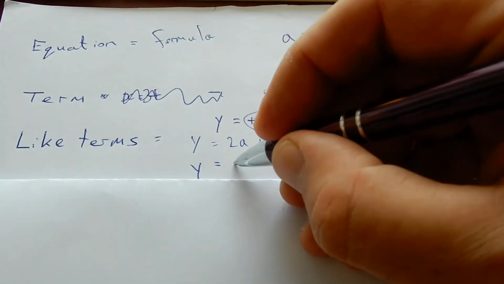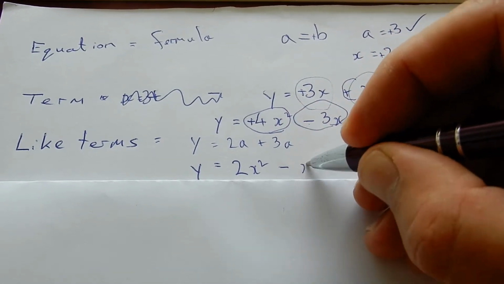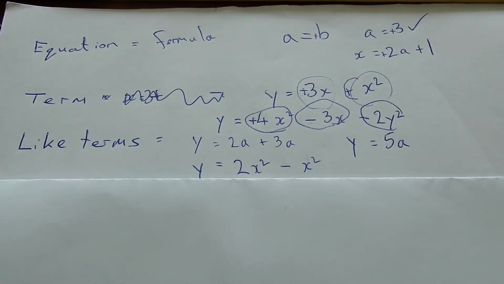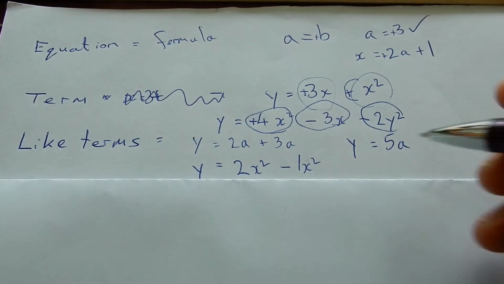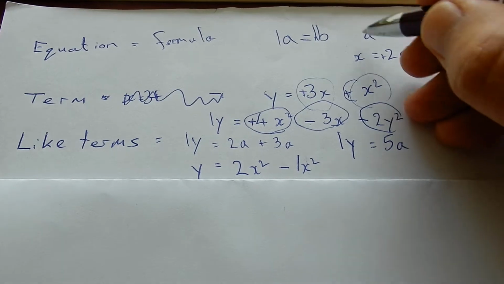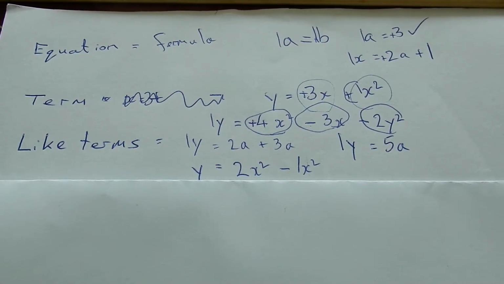Y equals 2x squared minus x squared. Now, there's no number in front of this term, so therefore it's a 1. We leave out the ones. Everything that doesn't have a number in front of it is a 1.